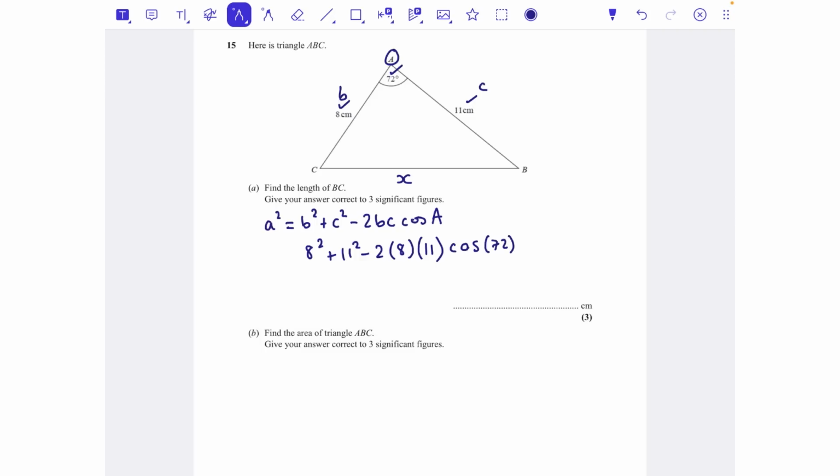8 squared, add 11 squared, minus 2 times 8 times 11 cos 72. And then square root that answer, so let's do the square root of all of that, is 11.4286, so to 3 significant figures, 11.4.